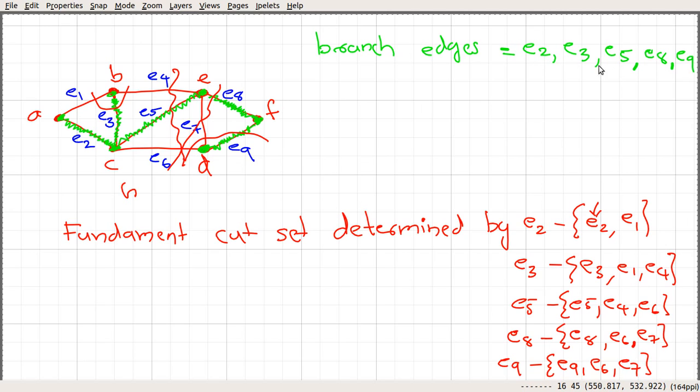And again here if you look into these fundamental cut sets, we can see that every branch of a spanning tree defines a unique fundamental cut set. So we will prove this in a future video. Okay, that is one important thing related to a fundamental cut set.